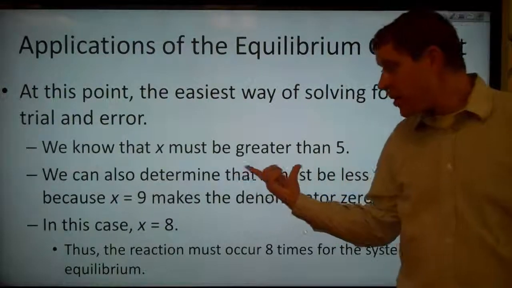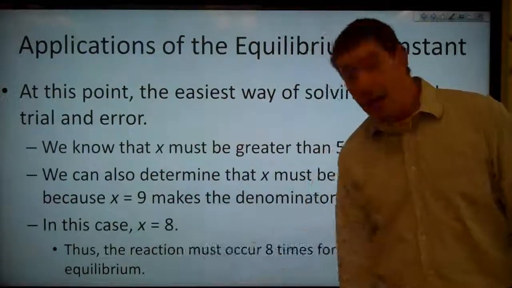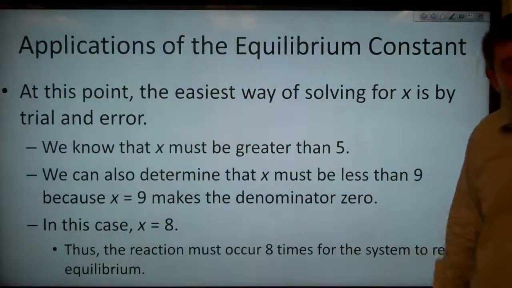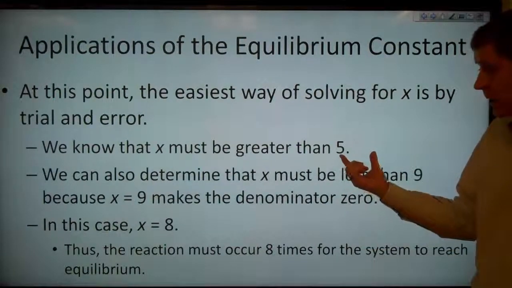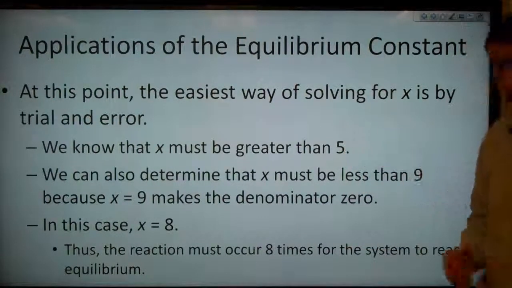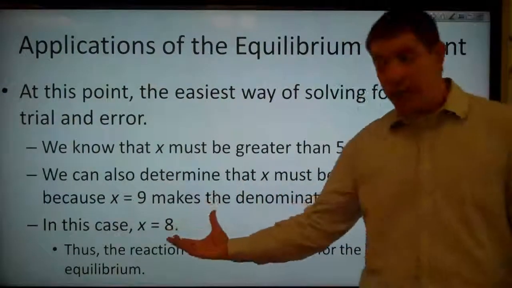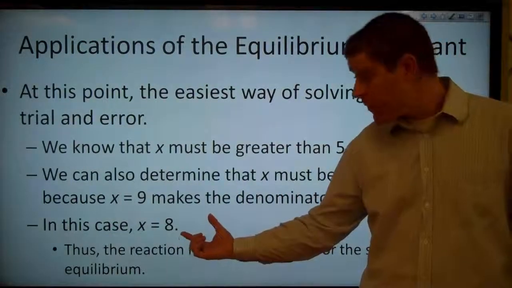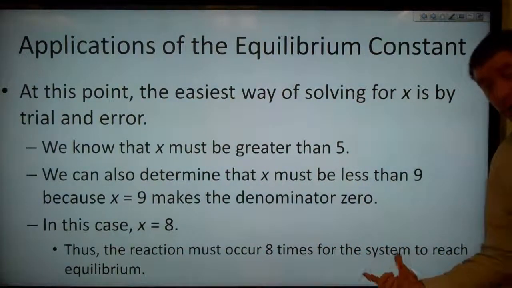So we have to have some number that's more than 5, that we found out earlier, and it's got to be less than 9. So there are only a few other possibilities, right? We've got 6, 7, and 8. So we only have 3 possibilities that we have to try. In this case, X happens to be equal to 8. So this means that the reaction must occur 8 times for our system to reach equilibrium.